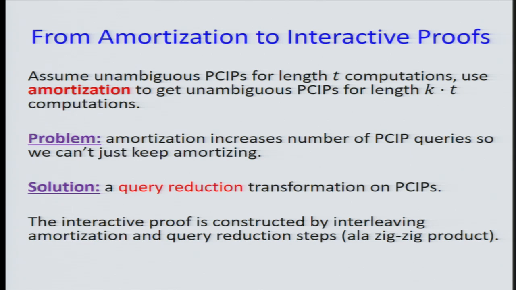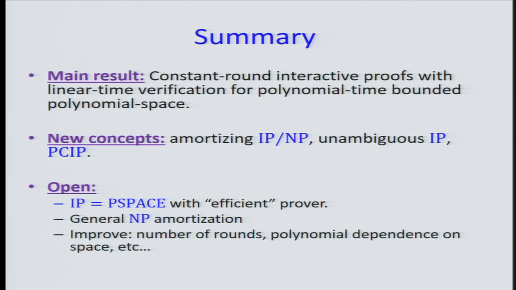The way that our interactive proof is constructed is by interleaving amortization steps. After each amortization step, we do a query reduction, then another amortization, and gradually we get interactive proofs for longer and longer statements until we get the entire thing that we wanted. So just to recap, we got constant round interactive proofs for these bounded space computations. We have a bunch of these new notions: amortizing IP and NP proof systems, unambiguous interactive proofs, probabilistically checkable interactive proofs. And I'm going to talk about all of this in more detail tomorrow.